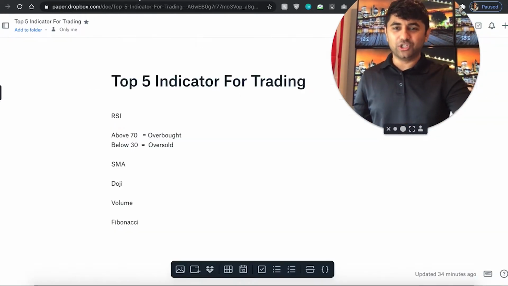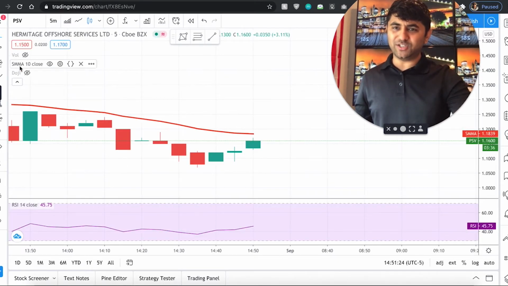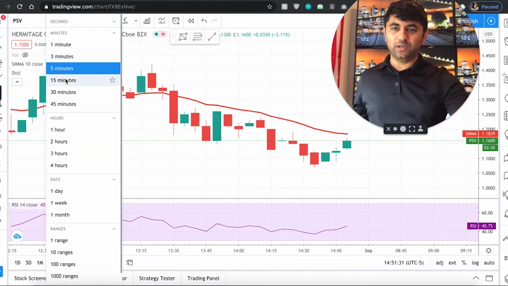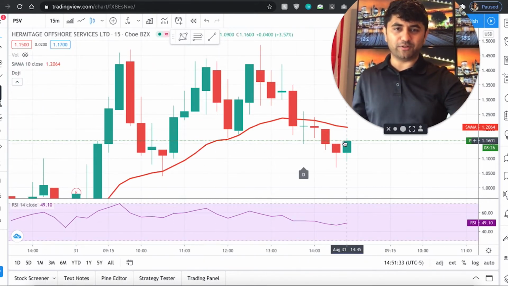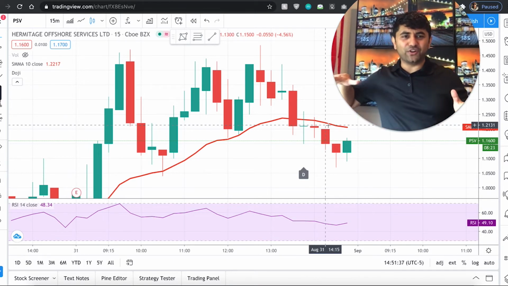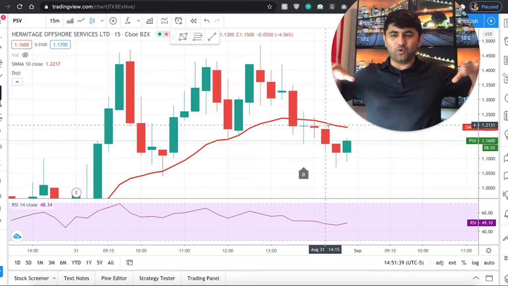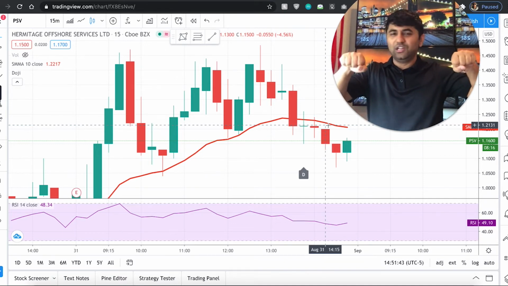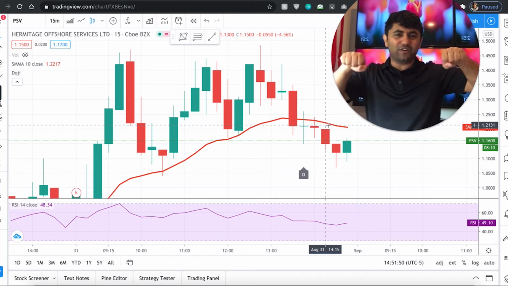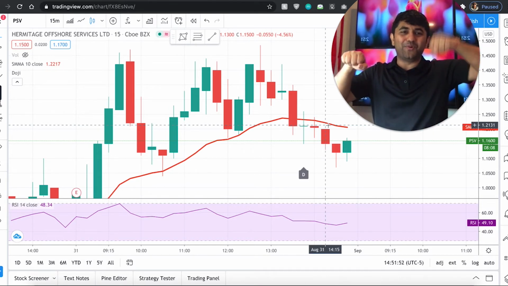Next up is Doji. What is a Doji? Think of it like this. I'm going to go back and show you a 15-minute chart. Oh, there was a Doji. You've got your buyers and your sellers, and they're doing a tug of war. If the buyers win, if there are more buyers, you see a green bar. If there are more sellers, you see a red bar.